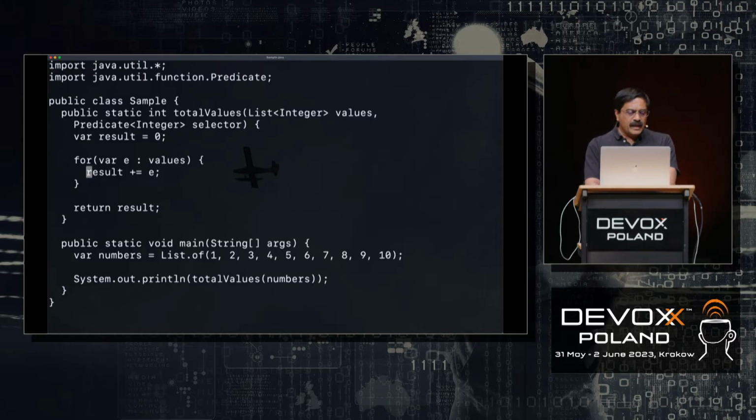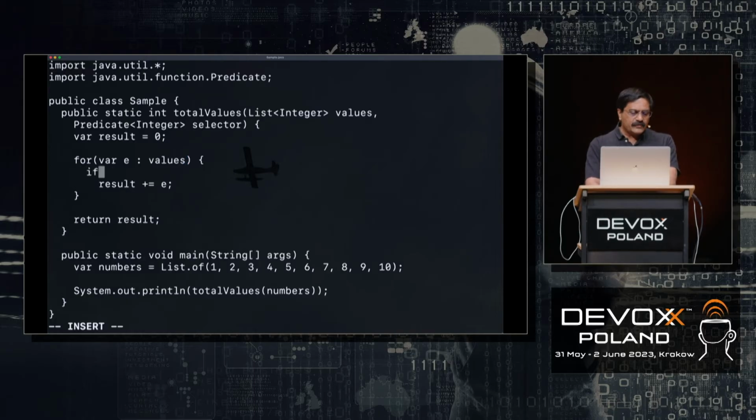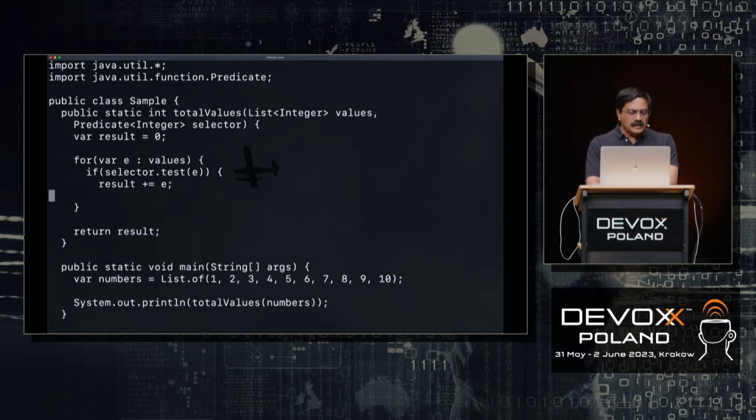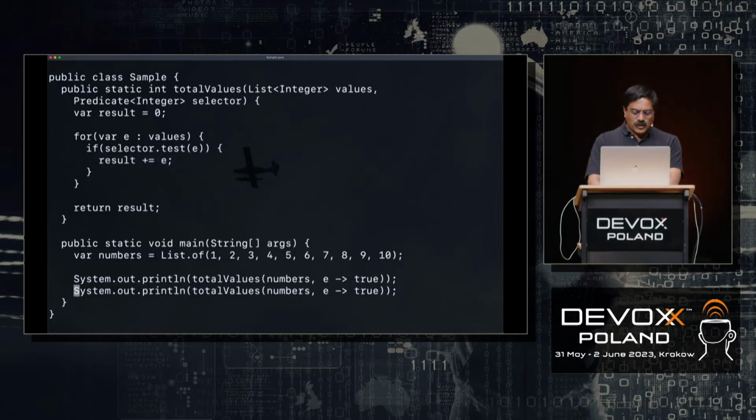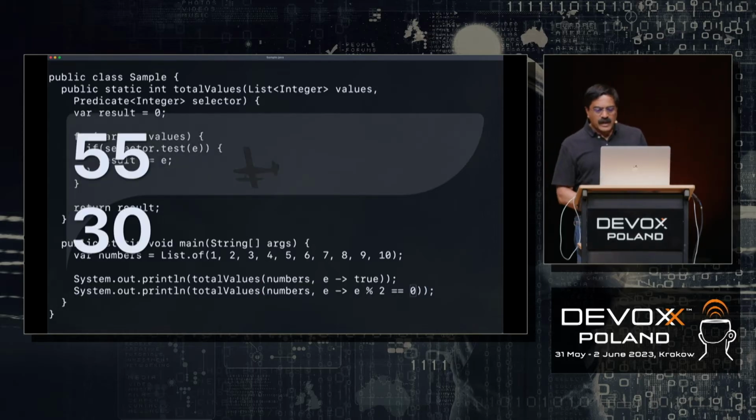Then we can come in here and say that if the selector test on the given element E is equal to true, then we want to add the value, not otherwise. And of course, as a final change in here, we can come back and say, given an element, simply return a true, because we want to accept all the values given. So now with the change, what we can do here is say, given an element which is an even number, we can perform that operation.